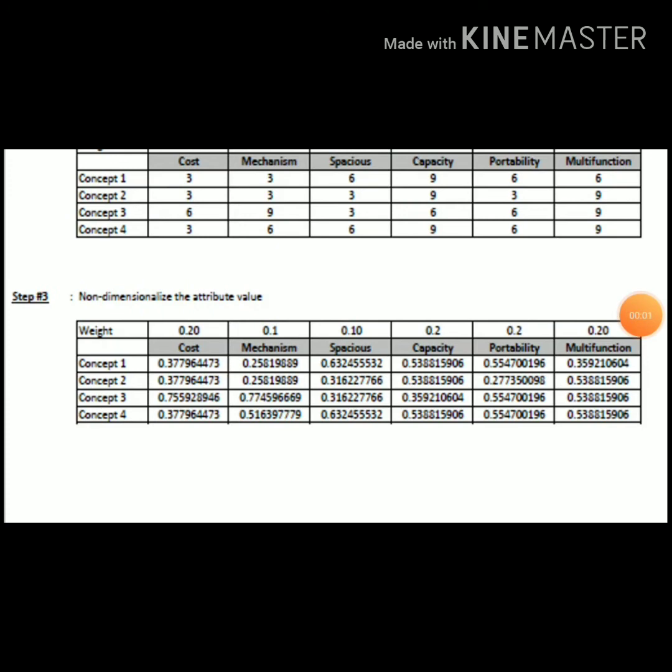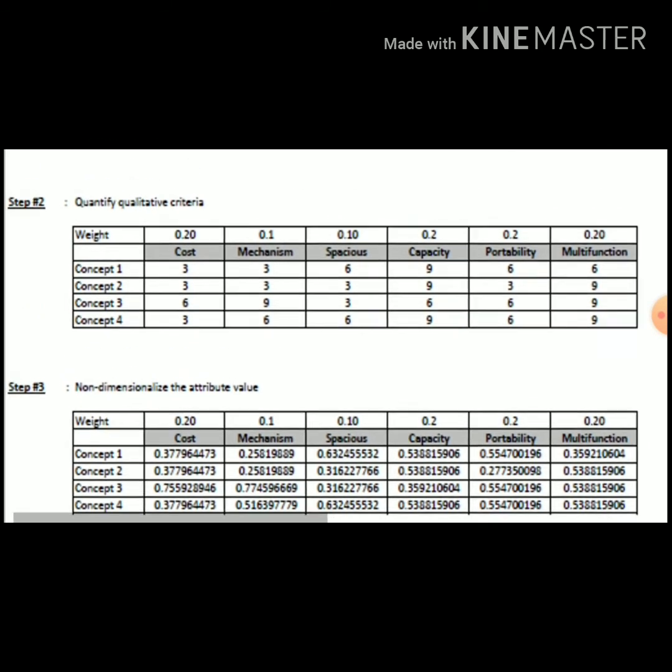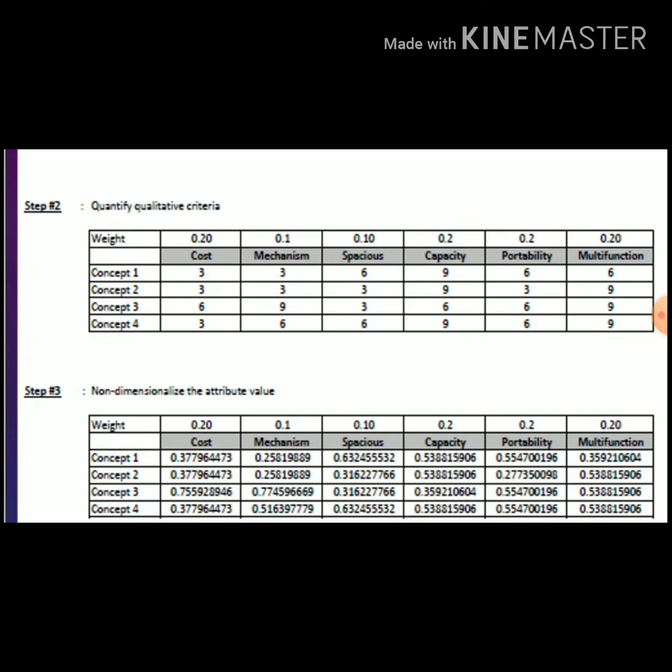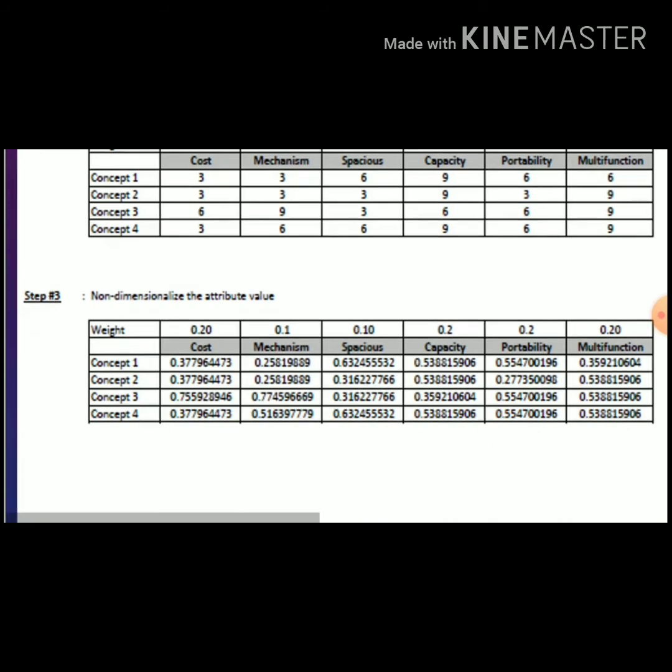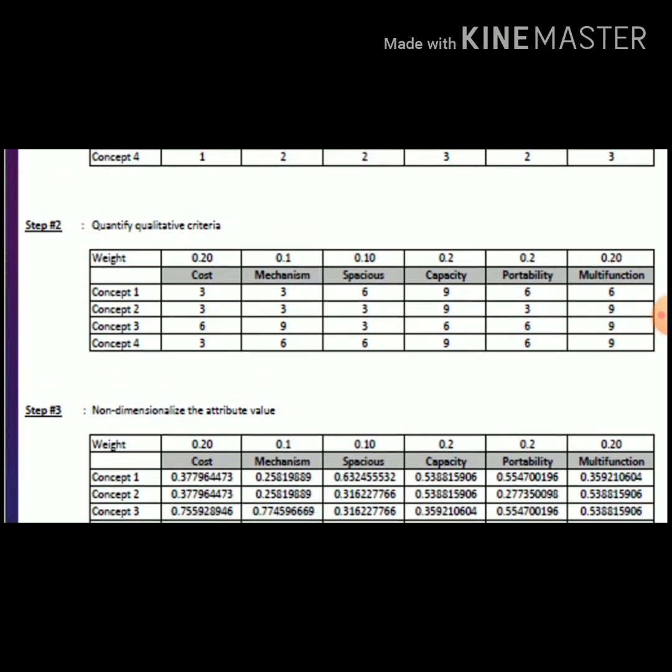Okay, moving on into step number 3, non-dimensionalize the attribute values, or in simple words, normalize the numbers. Since in step number 2 we have thankfully been using the same version of numbers, which is 3, 6, and 9, let me give you an example of how we get the first criterion, which is cost versus concept number 1, with a score of 0.37796. This simply comes from step number 2. When you go under criteria cost versus concept number 1, you will have a score of 3.